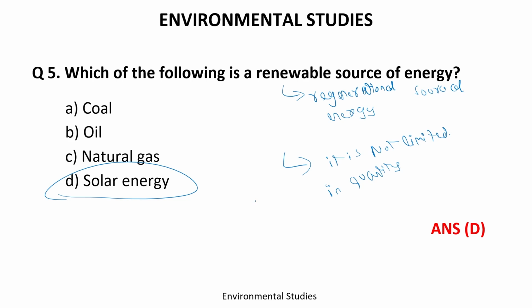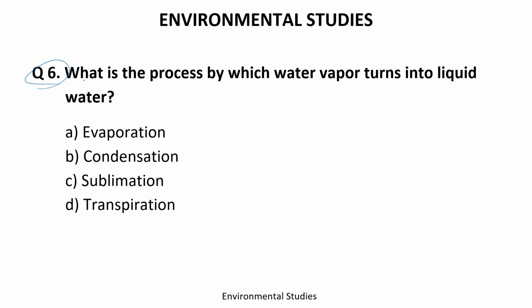Alright. Sixth question we have. What is the process by which water vapor turns into liquid water? Evaporation, condensation, sublimation, transpiration. So, 20 seconds you have to think and answer.